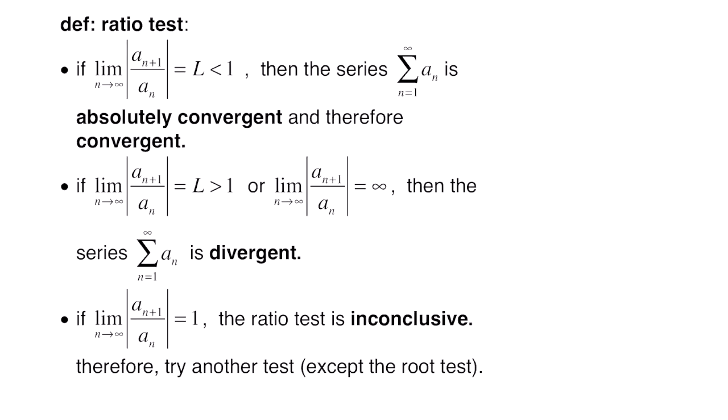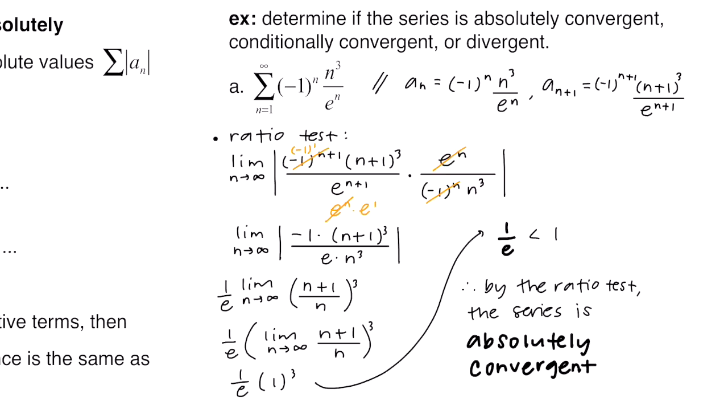Again, the value you get, you're checking these three cases. Either it's going to be less than 1, or our second case is it's greater than 1 or equal to infinity, or the third option is it's equal to 1. So we got 1 over e, so that's less than 1. And it says the series is then absolutely convergent and therefore convergent. So I wrote it out, therefore by the ratio test, the series is absolutely convergent.